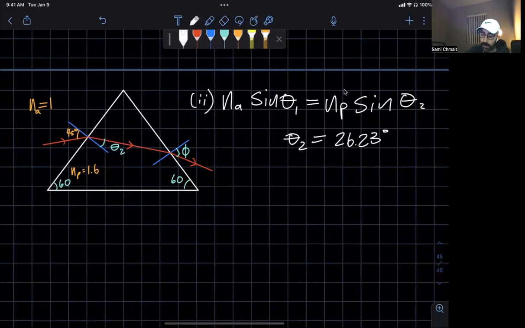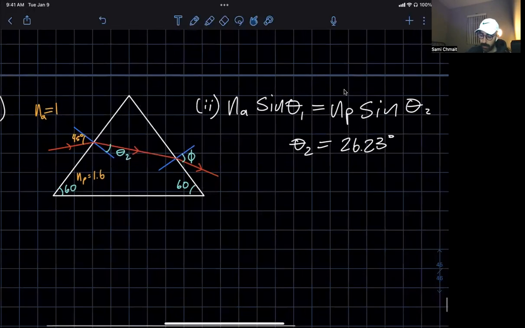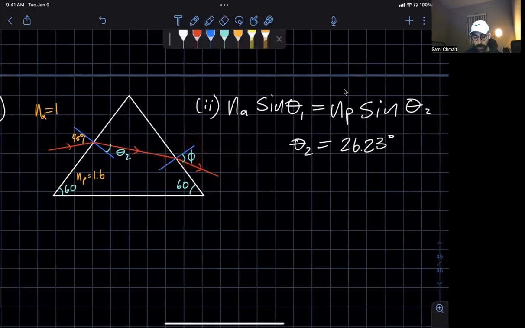Okay, and now you have 26.23 degrees. But what we need to find is this angle of interest here. Right now, we don't have enough information to solve for that. But what do we know? We know that the normal is perpendicular to our surface of interest, 90 degrees. So we know right here there's a 90-degree angle. Therefore, we can solve for this angle right here. Let's call it theta 3, because 90, oh, sorry, I don't know what's going on with me today.